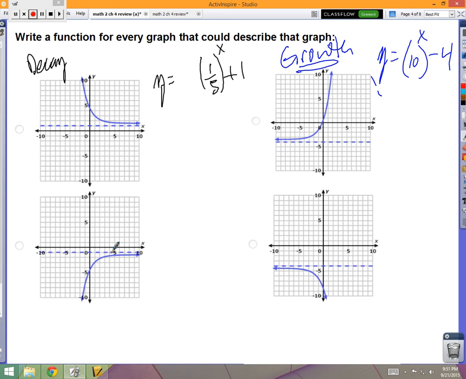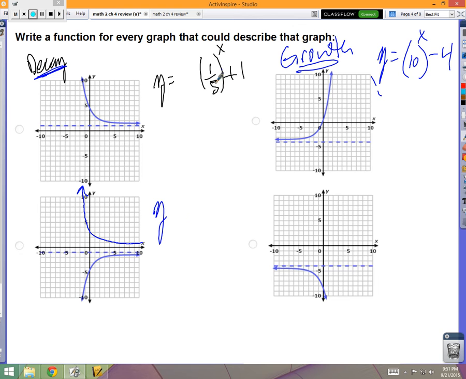Okay, these bottom two have been flipped. And when you put a negative out in the very front, that is what flips it. So here's what it used to be. If I flip this back up over this line, it's going to look like this, which should be decay, because it starts big and gets small, small, small.